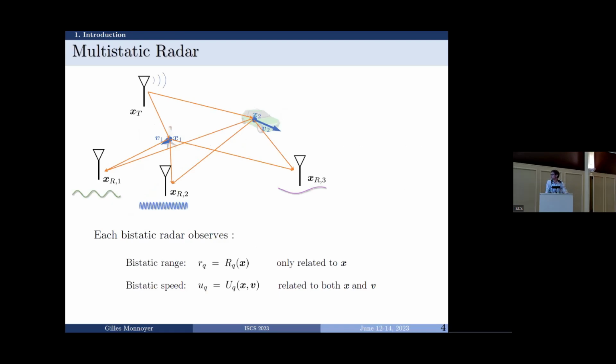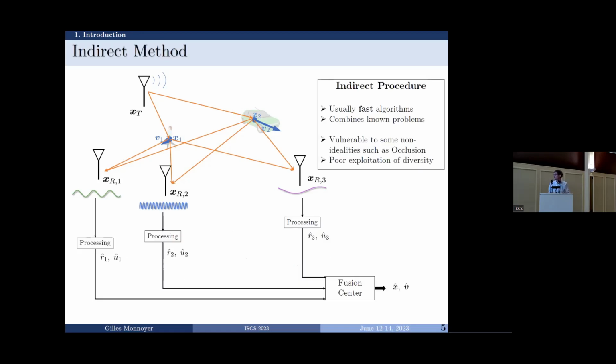Here are just a few notations to start. The goal is to estimate the location X and the velocity V of one or possibly multiple targets. But each receiver only has access to a projection of this information, which is the range or the radial speed, which we denote by R and U.